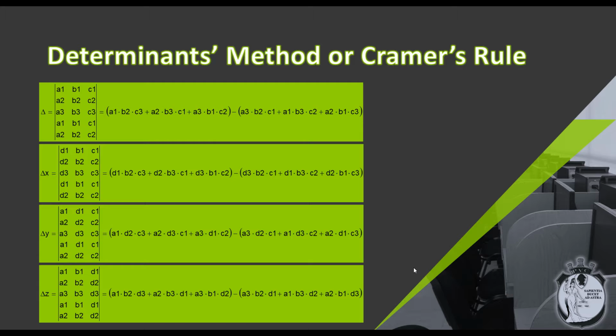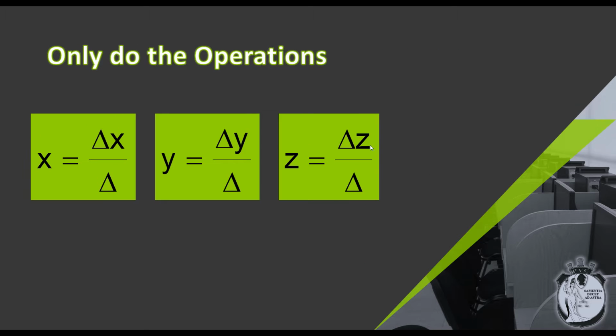Today we will see the determinants method of Cramer's rule. For that method you only need to apply those formulas. Remember, A means the x coefficients, B is for the y, and C is for the z. D is for the values on the other side of the equation. You need to follow that and do the operations, the divisions, and you will get the values of x, y, and z. Now we will see how you apply that.